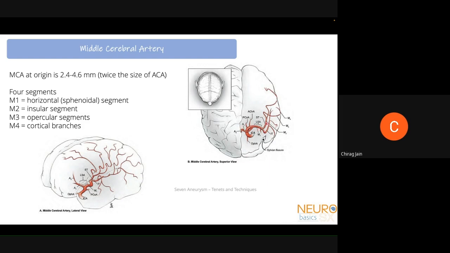The M2 segment is the part after the genu, or the part where the MCA bends, and that is the insular segment running on the surface of the insula. Then you have an M3 segment, which runs along the opercular surfaces of the frontal and the temporal opercula, and the M4 segments are going to be supplying the cortical surfaces.